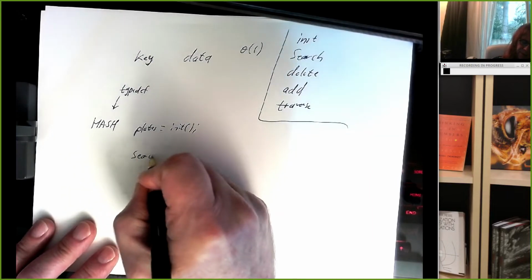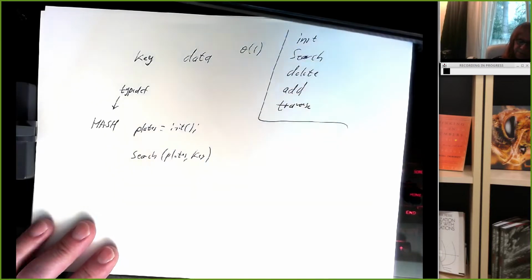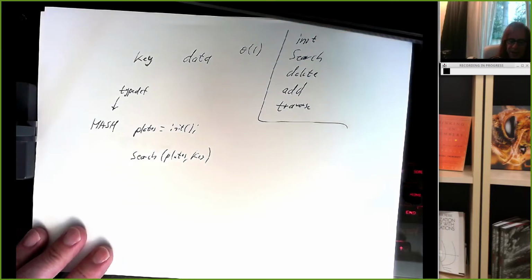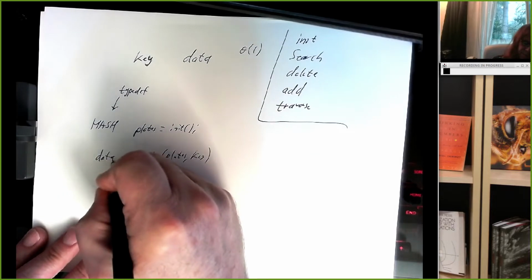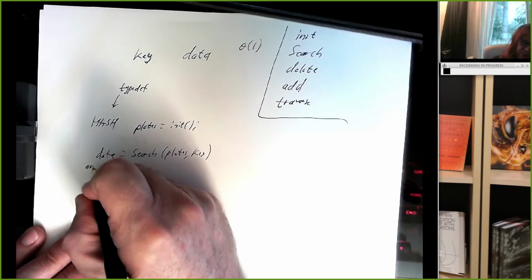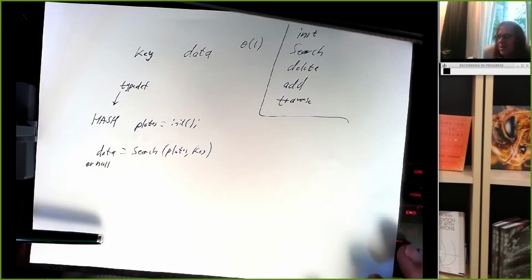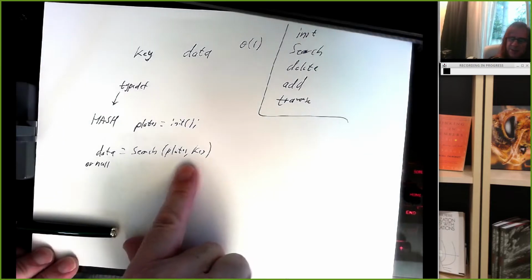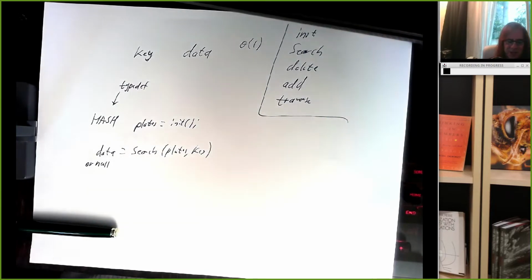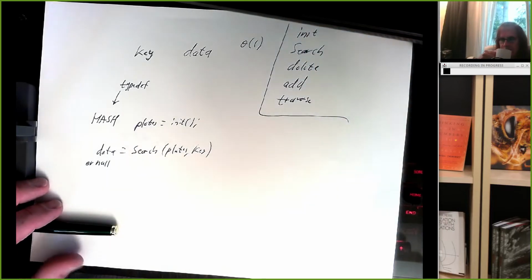We could say search for plates, comma, key. And this could give us back the piece of data associated with that key, or maybe a flag if it's not found, right? Maybe it will return null if this key is not stored in the hash. So if you want to search for license plate ABC123, we could search plates, comma, quote, ABC123. And it'll give us back a name like Nick or Izad, or it'll give us null if that plate's not stored.